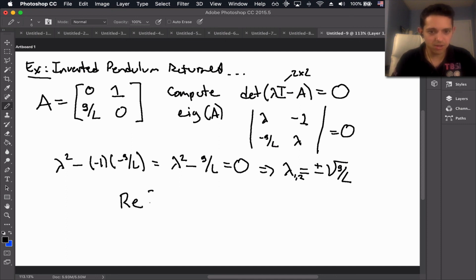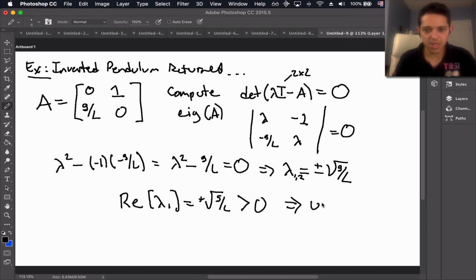Now, the real part of, say, lambda 1, say the positive one, well, these are both just real numbers. There's not even an imaginary part. So the real part is actually just plus the square root of G over L. Now, this is greater than 0, which means it's unstable.